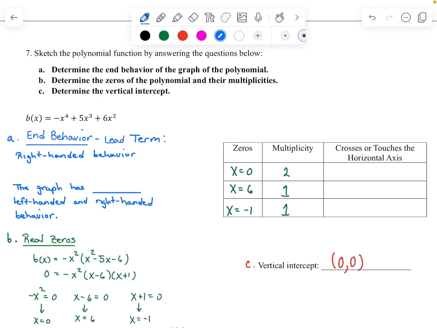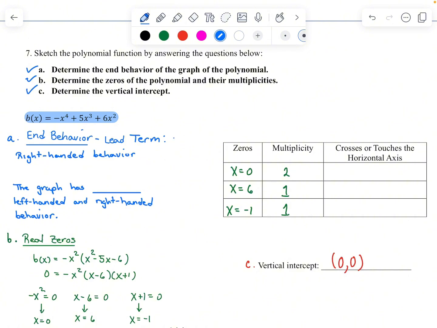Hello class, in this video I'm going to be showing you how to sketch the graph of a polynomial function. Let's begin. In this example, I'd like to sketch the graph of b of x. And to do this, I'm going to need to determine the end behavior of the graph, the zeros and their multiplicities, and finally, the vertical intercept of the graph.